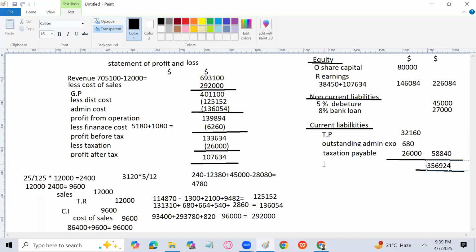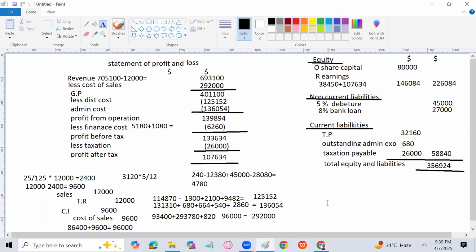So I can write here total equity and liabilities. So any problem you can ask me. This is the end of the question. Any question you can ask me, I will repeat again. If there is any confusion on any point, you can ask me. I can repeat again. There is no problem in that. So you can take the pick also.